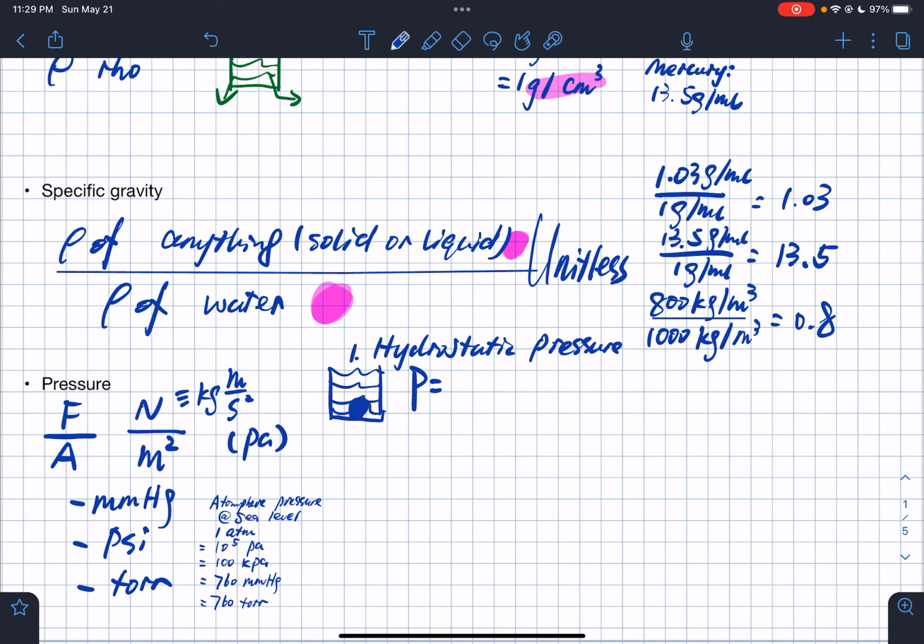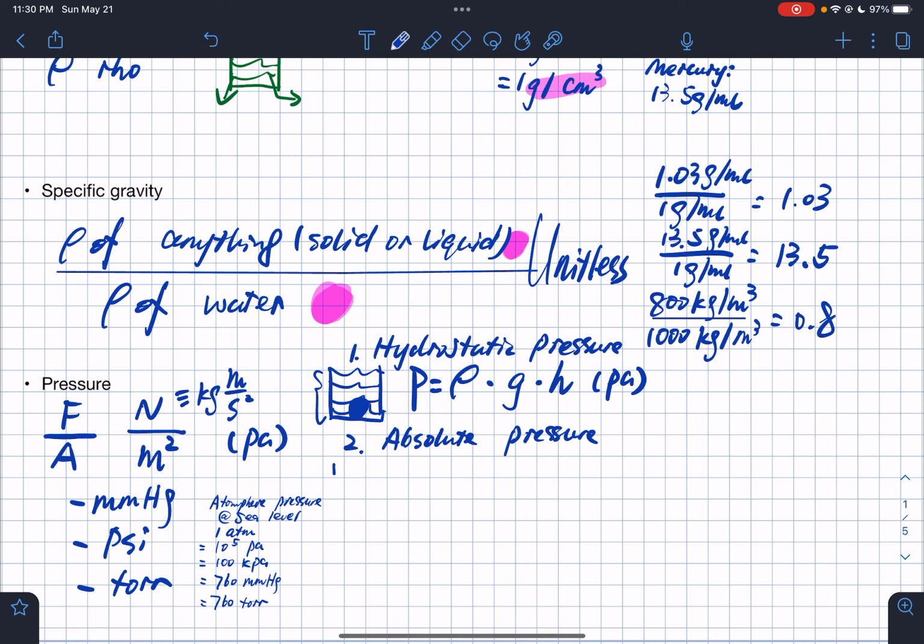So to quantify the hydrostatic pressure, the equation is capital P equals the density of this liquid times the gravitational acceleration times h, which is the depth of the submersion, right? Okay, so this will give you a value in units of Pascal, since it's a sort of pressure.